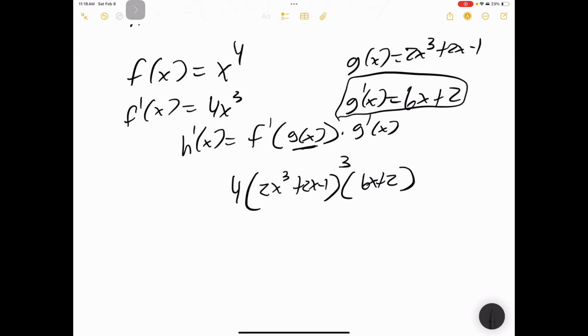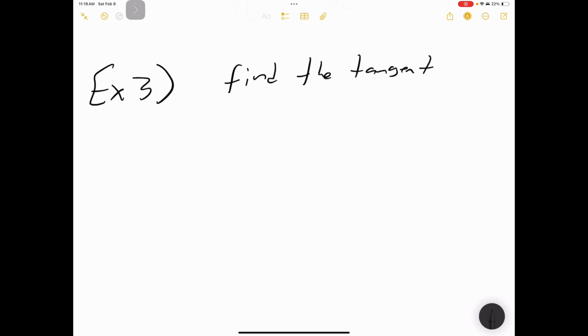So let's do a slightly more complicated example. Let's say example 3 is, let's find the tangent line to h of x equals 1 over 3x minus 5 squared, specifically at x equals 2. So we have this function, we don't really know what it looks like, but we want to know what the slope of that function is right at the point x equals 2.